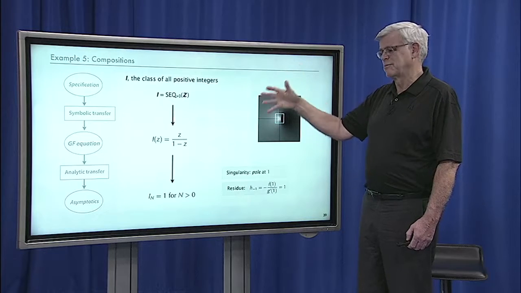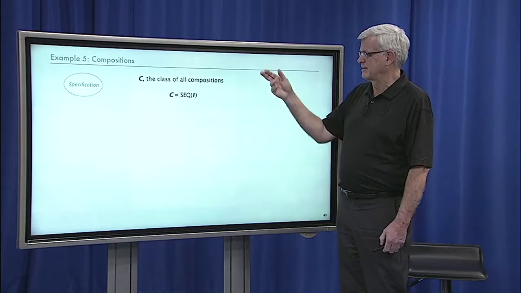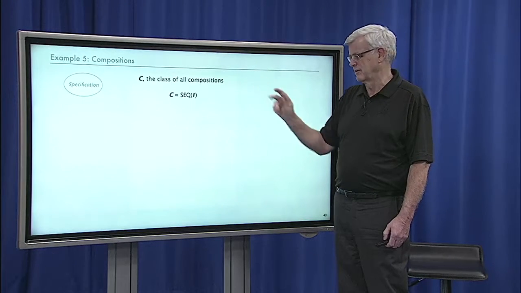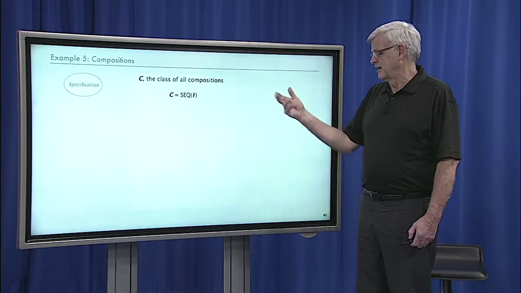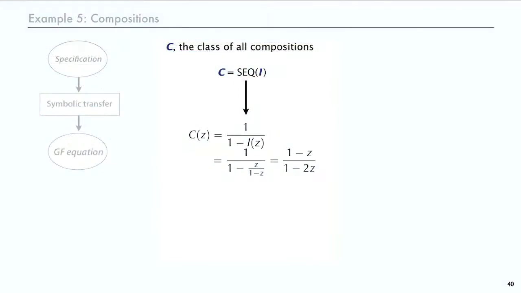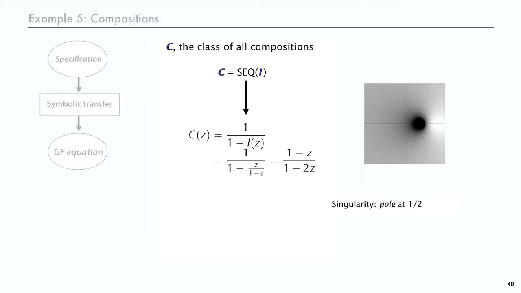So to get compositions, we just generalize that. A composition is a sequence of integers. And sequence is 1 over 1 minus, so the generating function by the symbolic method is 1 over 1 minus z over 1 minus z, which simplifies to 1 minus z over 1 minus 2z. Rational, meromorphic, so we're interested in the pole at 1/2 this time, z equals 1/2, where the denominator goes to 0.